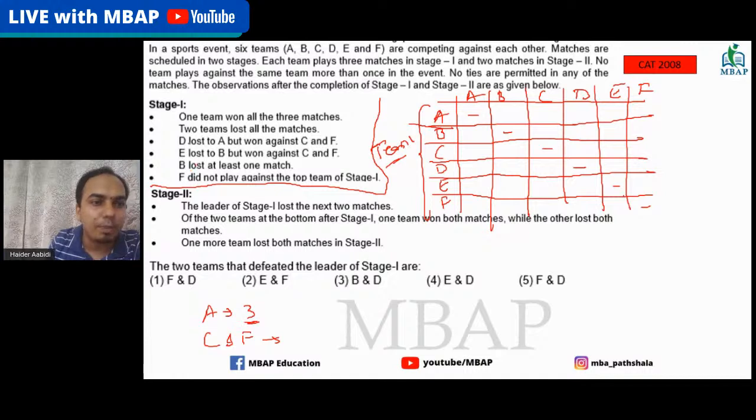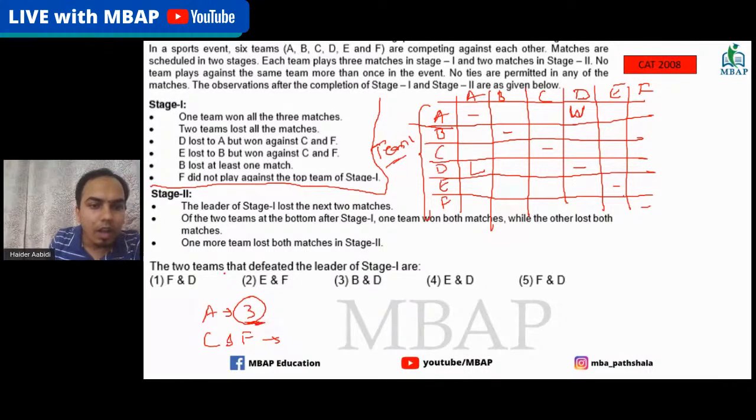So if I have to put that D lost to A, that means A won against D. I'm reading it row wise, column wise, like this. So when I put W, that means A is the winner against D, and that means D is the loser against A. You can quickly put it like this, and this way you can fill the entire table. Right now we don't know which three teams A has won against, so this is what we need to do.